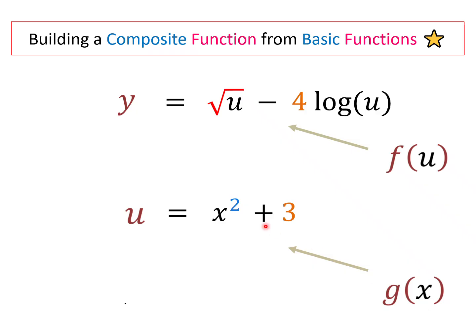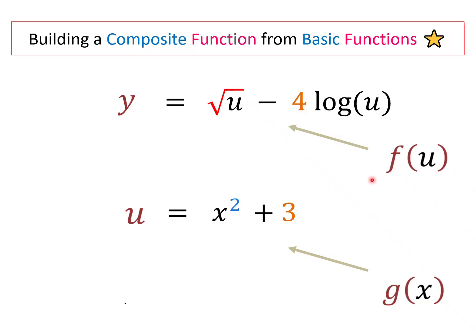Still g of x is pointing to this, but the input variable or the independent variable of the first function is used as dependent variable in the second function. So now there is a link established between these two. So these two functions, though looks independent, but they are actually linked because y depends on u.